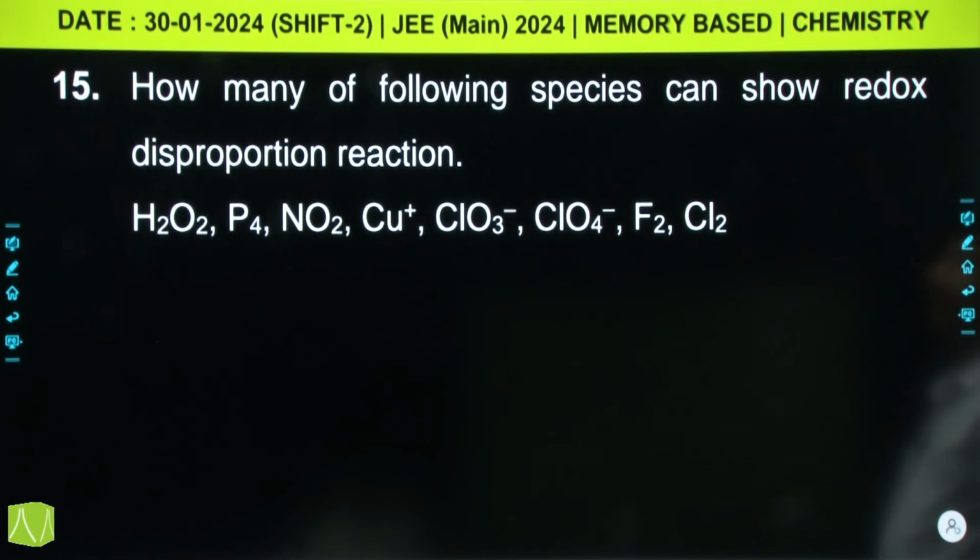Next question, how many of the following species can show redox disproportionation reaction?